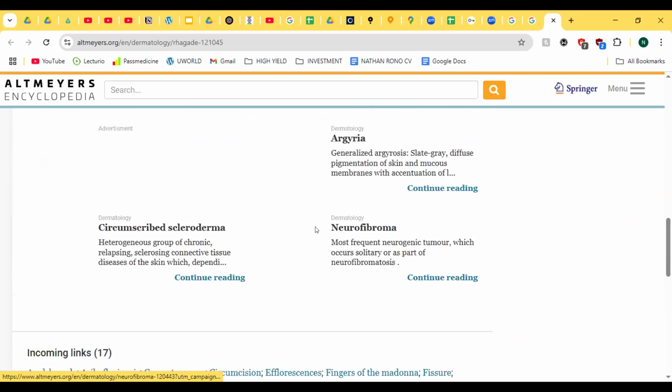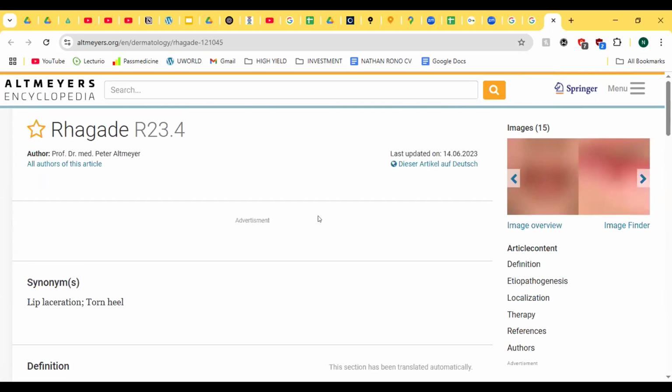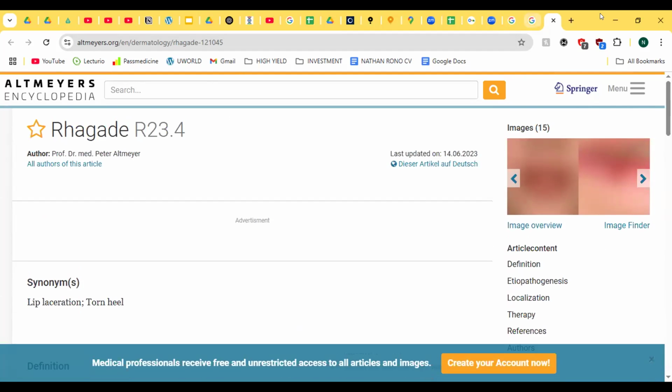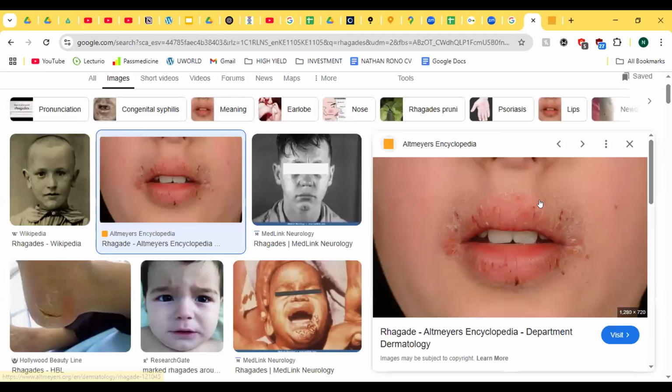Here's that picture. Okay, just observe from here. So Rhagades, the angle of the mouth, okay, there are linear scars here. That is what we refer to as Rhagades. So if you see such a picture on a spot, this is congenital syphilis. And then the mulberry molars, let me show you.